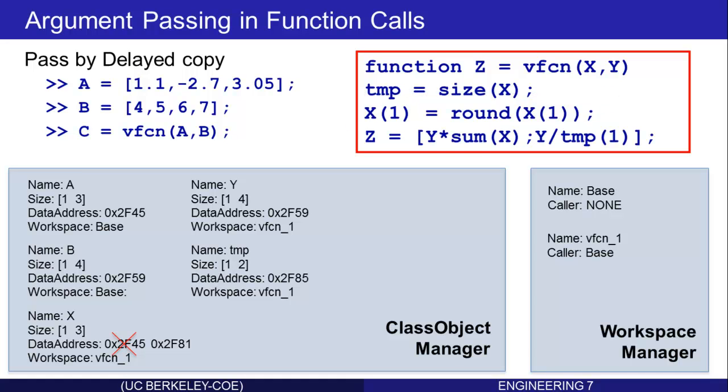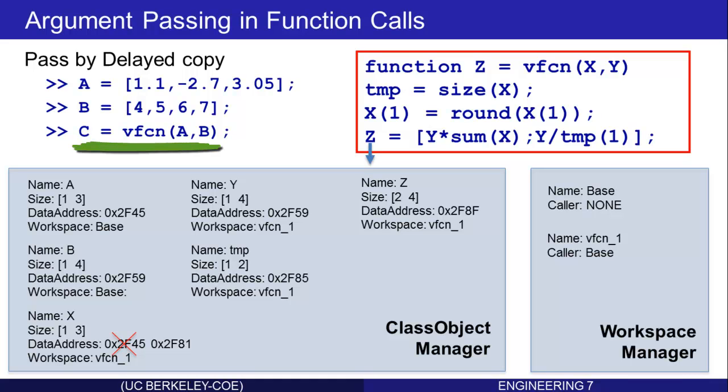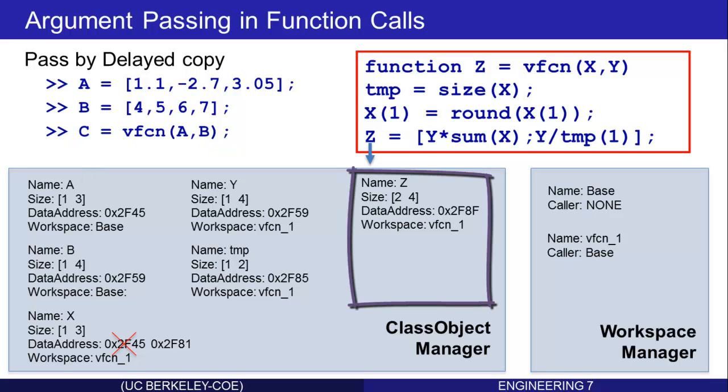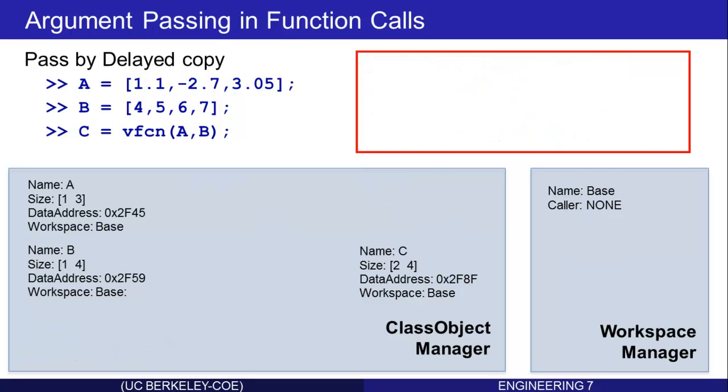Finally, another variable is created, Z, that lives in the function instance workspace. And now the function is ready to exit. Z is the output argument of the function, so it will be passed back through the function call to the argument C in the base workspace. This is also done by delayed copy. Notice that everything is the same as Z except its workspace is the base. And finally, the function exits and the function workspace disappears, as well as all the variables in that workspace, leaving variables A, B, and C in the base workspace.